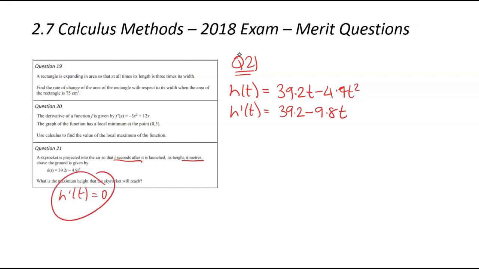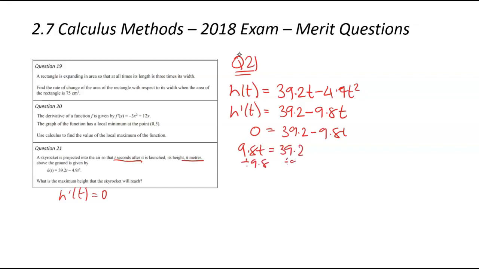And as I said, I know that the derivative will be equal to 0 at that particular point. So 0 will be equal to 39.2 minus 9.8t. 9.8t will be equal to 39.2, divided by 9.8, divided by 9.8. t will be equal to 4. So what that means is it will be at its maximum after 4 seconds.